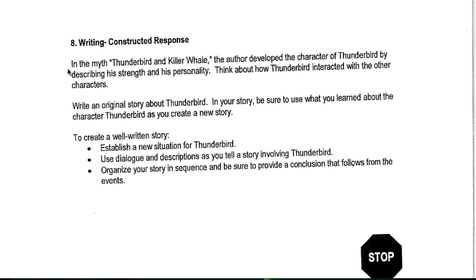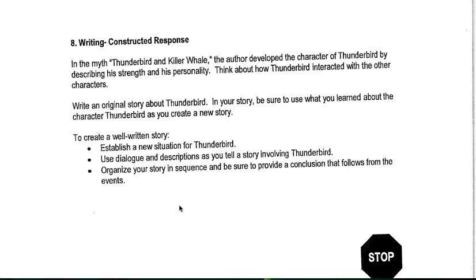Now, you should have your line paper, where you have started your writing constructed response. And let me remind you that the purpose of your writing is to write an original story about Thunderbird. In your story, be sure to use what you've learned about the character Thunderbird as you create a new story. Once again, you're writing an original story about Thunderbird. And in your story, be sure to use what you've learned about the character Thunderbird as you create the story.